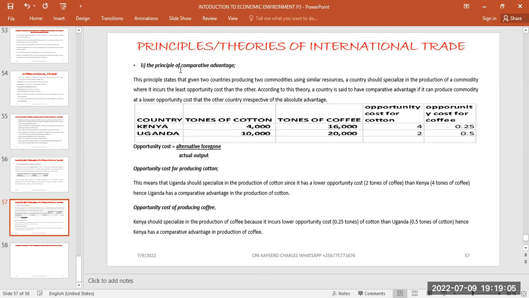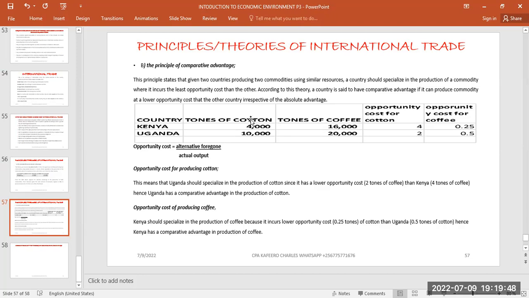And we are saying that according to this theory, a country is said to have a comparative advantage if it can produce a commodity at a lower opportunity cost than the other, irrespective of the absolute advantage. The person may have an absolute advantage over the other in production of both commodities. But this looks at the opportunity cost, the alternative foregone when you made a choice to produce a certain item.